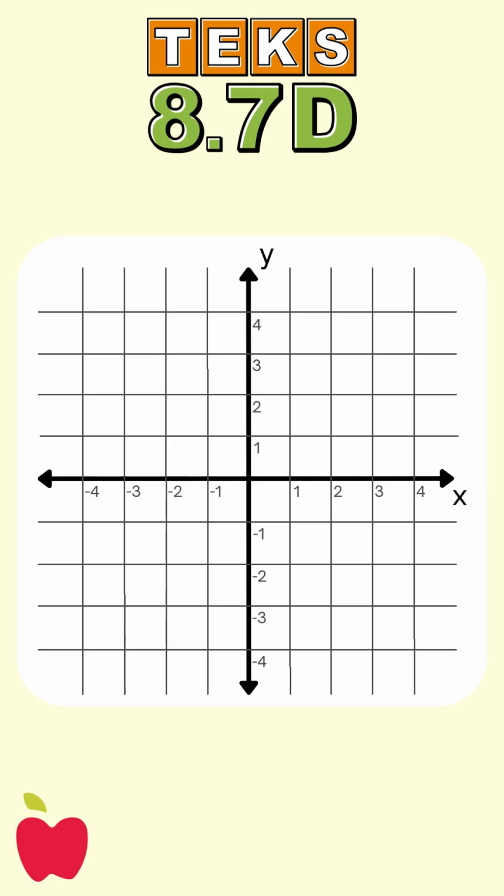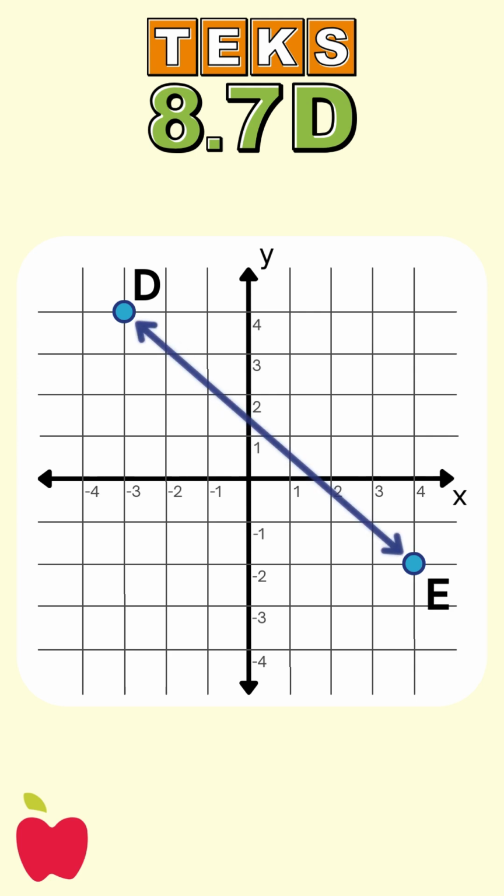Now, let's apply this to 2 points in our example: (-3, 4) and (4, -2). We'll use these points to calculate the distance between them. First, label the points on your coordinate plane. For today, we'll call them points D and E.